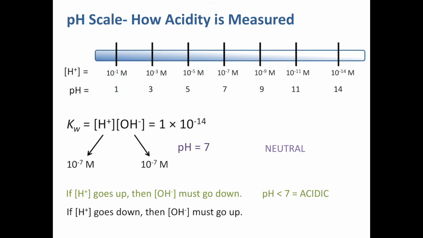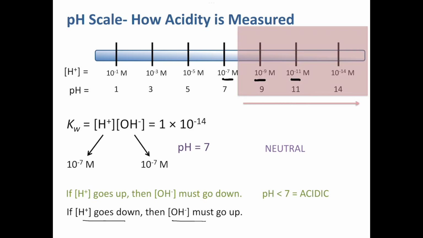Likewise, if our hydrogen ion concentration were to go down, then our hydroxide ion concentration must go up. And if our hydrogen ion concentration goes down, if it gets smaller and smaller, note that your pH value is going to increase. And so if you have a pH that's greater than 7, or if you have a hydrogen ion concentration that is smaller than your hydroxide ion concentration, we now have a solution that is considered basic.